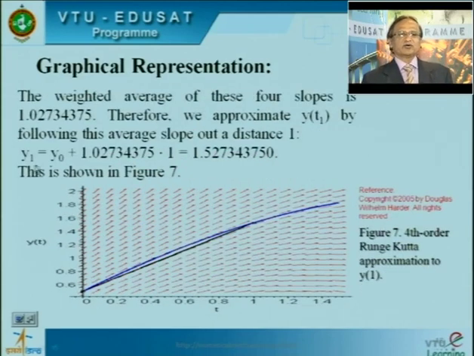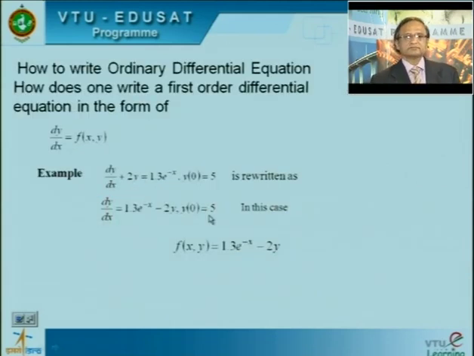Okay. Now, we want to obtain y1. It means so far we have obtained all the slopes. You can substitute and you can simplify. So, you will get after simplification 1.52734375, right. So, what we are observing is this slope. Okay. Now, we have obtained the solution of the given differential equation.